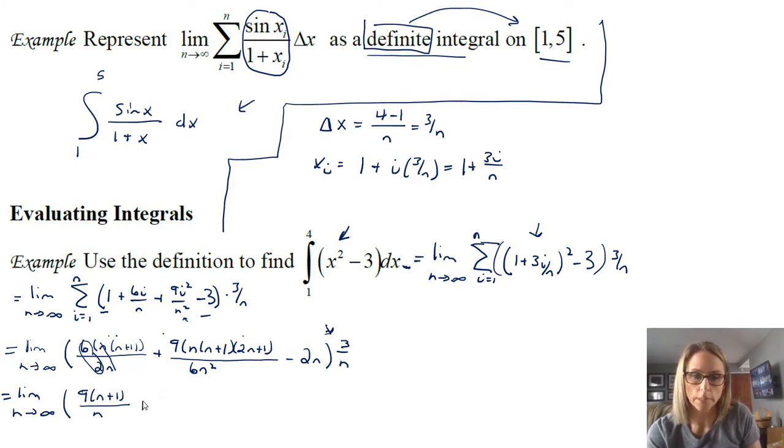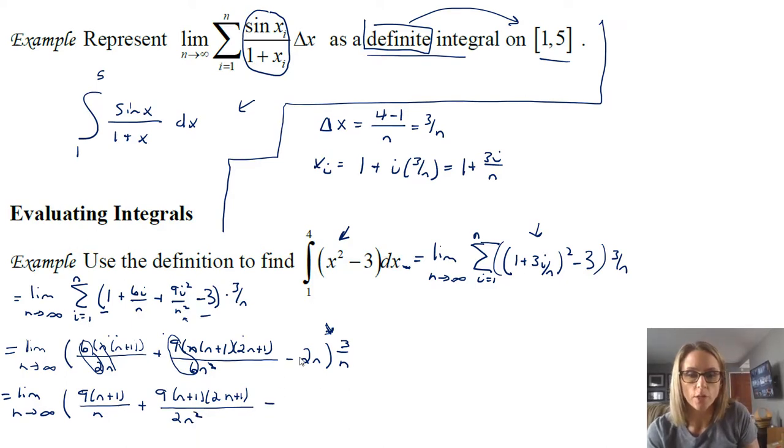Now it gets tricky. Over here, we have this n that simplifies with this n. The 9 and the 6 simplify, so we'd have 3 in the numerator and 2 in the denominator, but the 3 in the numerator gets multiplied by this 3, so that's going to be 9, and then n plus 1, 2n plus 1 over, and then we have that 2 here, and then that gets multiplied by the 3 over n in the denominator, so 2n squared. And then the minus 2n gets multiplied by 3 over n to get a minus 6.